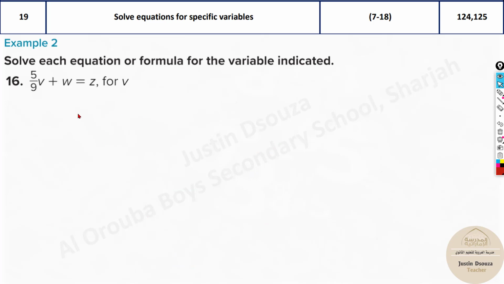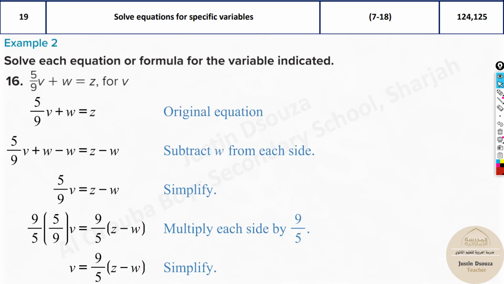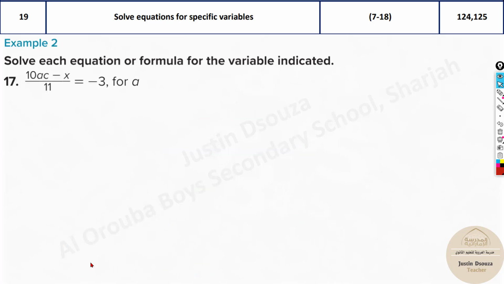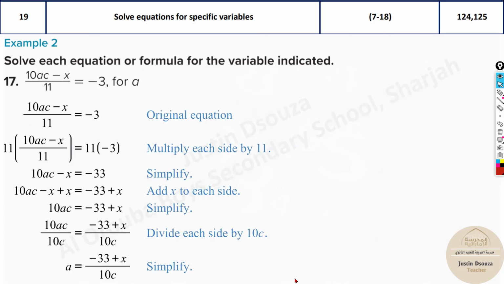So please solve the other problems by yourself and then check for the answers. Don't just jump to the answers. And over here, this is the answer. Now, this is also easy. You just have to solve for A.